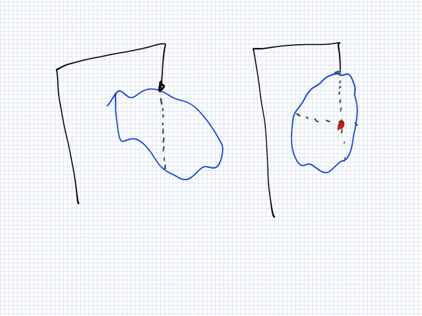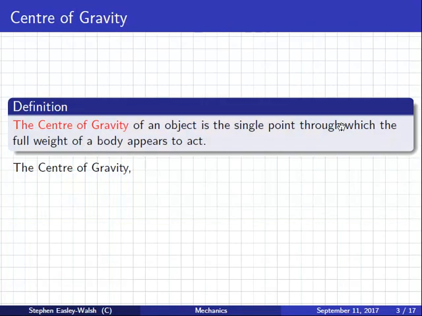Now, maybe you've done this in class. You remember doing this one? Or you've seen this one? Yeah, so you hang it, you draw a line, and then you hang it from somewhere else and you draw a line, and this is how you can find the centre of gravity. Anyway, it's the point through which the full weight of the body appears to act. So definitely write this definition down, since nobody gave it to me as nicely as this.